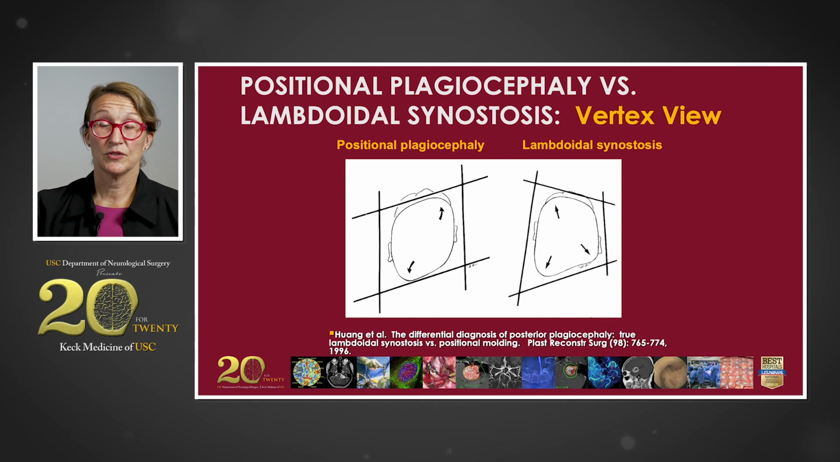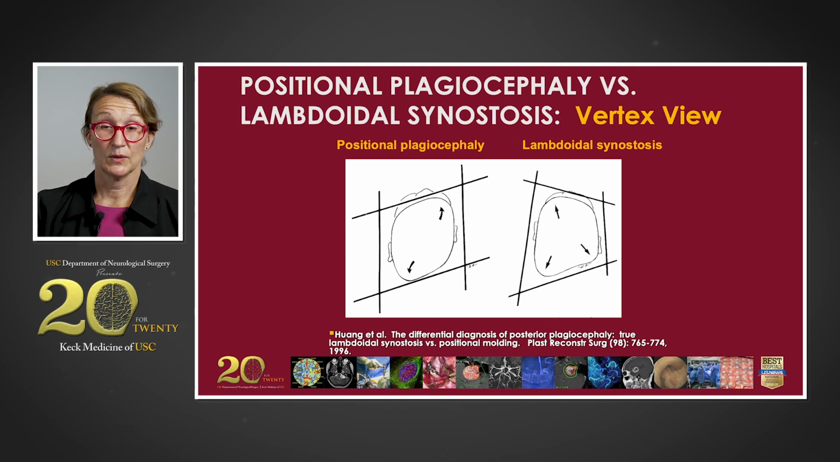Differentiation between positional plagiocephaly and lambdoidal synostosis is important. This is a schematic of a vertex view or a top-down view looking at the difference in head shapes between positional plagiocephaly and lambdoidal synostosis. Both of these illustrate flattening in the right occiput. With positional plagiocephaly, when you look down at the child's head, everything on the right side is deviated anteriorly. So the right ear will be moved forward as well as the right forehead and sometimes the right cheekbone.